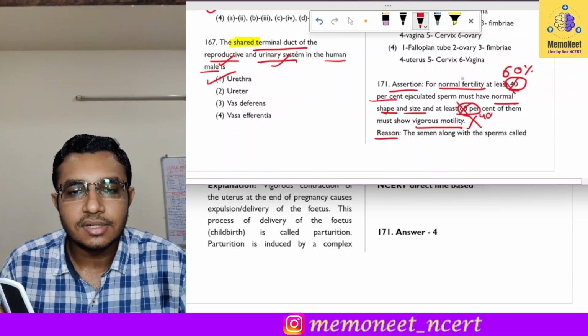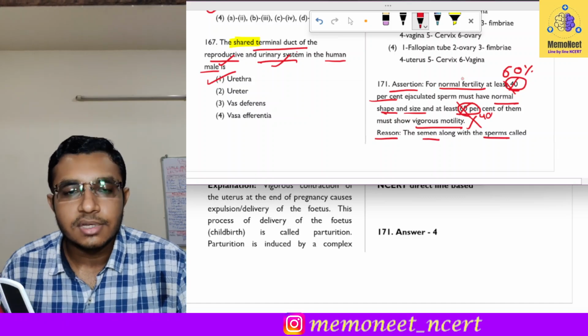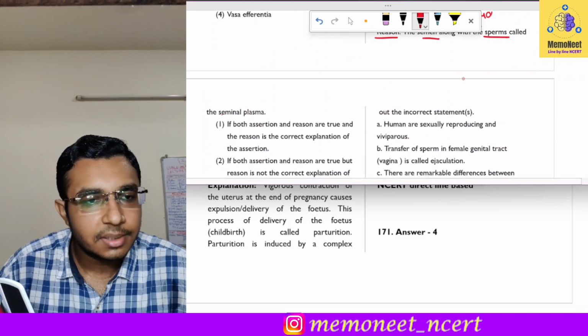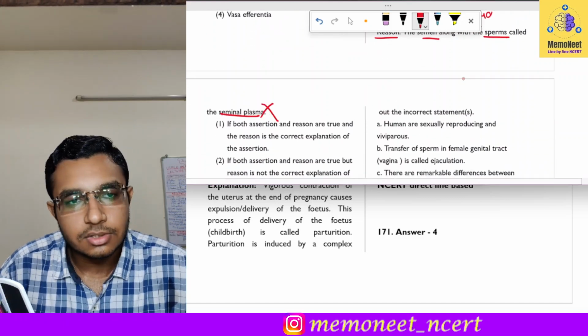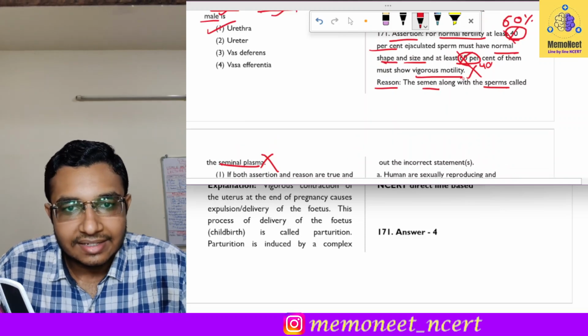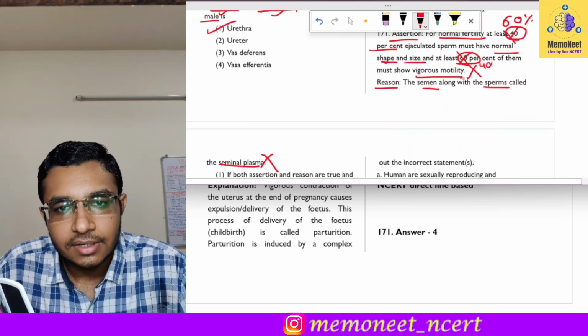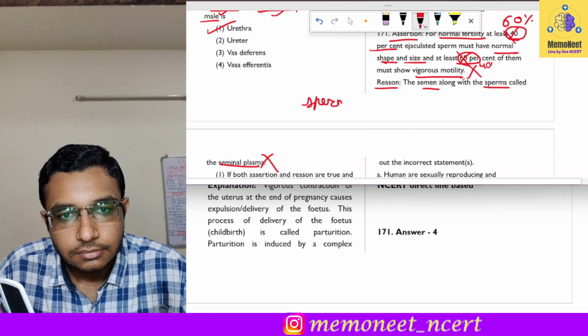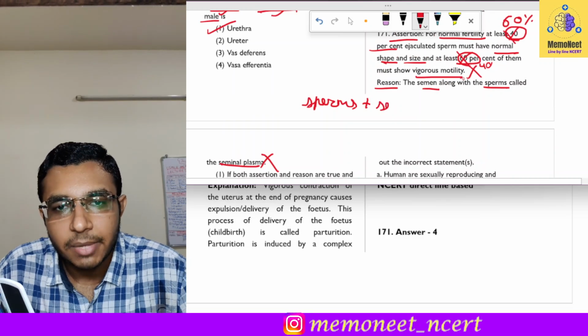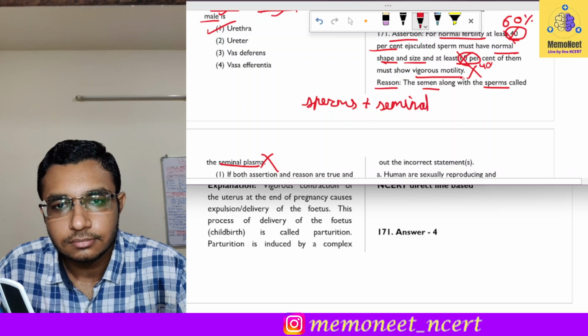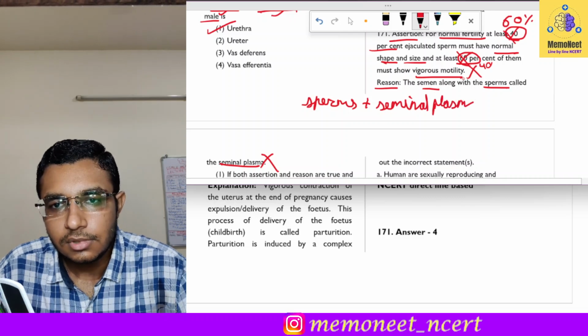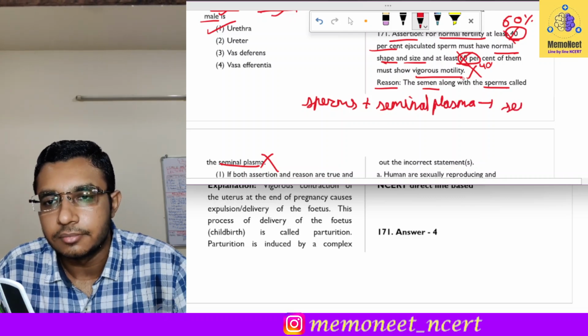Now the reason is, the semen along with the sperms is called the seminal plasma. So the reason is also incorrect. Why? Because see, the concept behind is that sperms along with the seminal plasma form the semen.